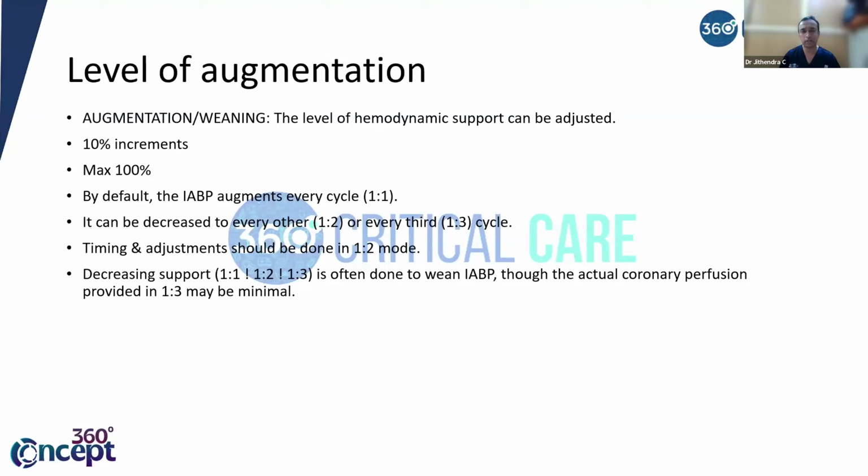That means when the support from the machine is less, even then, if the coronary perfusion is good and the heart is doing good, that means with minimal support also, the heart is doing good. 1:3 is the least support. In that, if he is doing good, that means the patient can be weaned off from the IABP. So that is what it means.